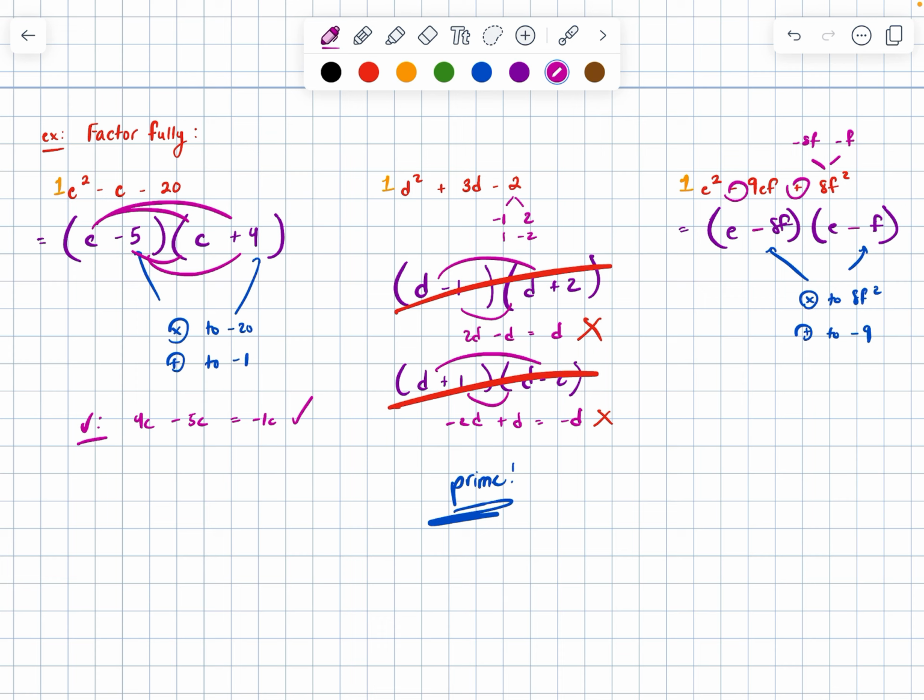All I got to do now is check my middle term. Well, e times negative f, this is going to get me negative ef. Negative 8f times e is going to get me negative 8ef. Put them together, we get the negative 9ef that we want. This factorization does the trick.